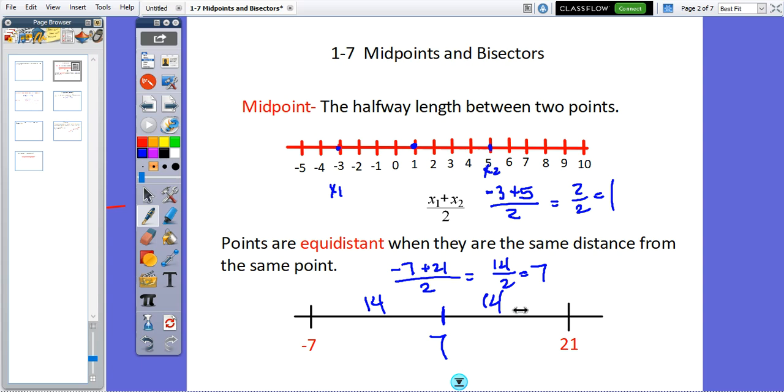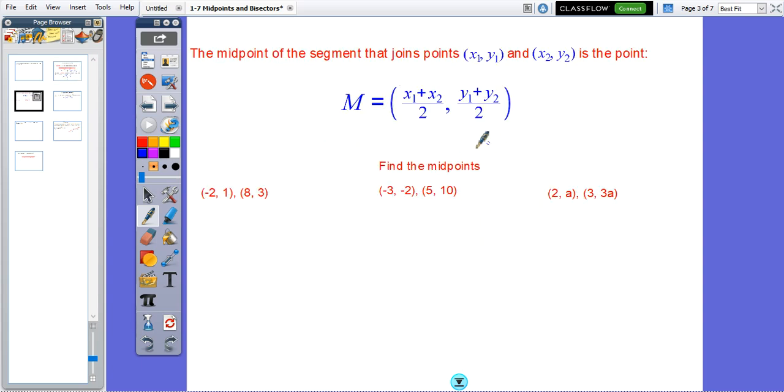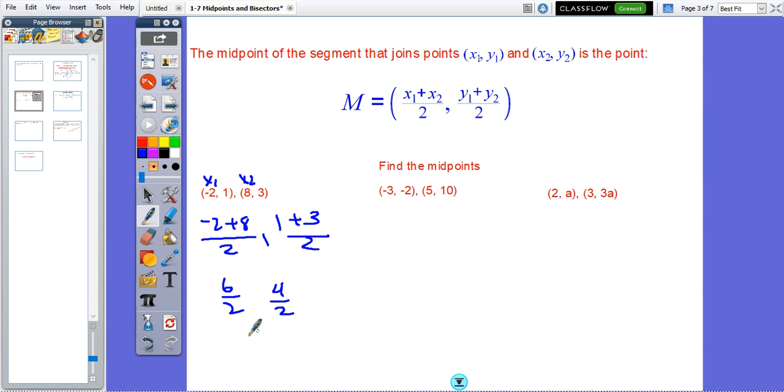So on a coordinate plane where we have x's and y's, we add our x's, x1 and x2, and divide by 2, and then add our y1 and y2 and divide by 2. So for example, right here, we would do -2 plus 8, because that's our x1 and our x2, divided by 2, and then we do our y1 plus y2 over 2, giving us 6 over 2 and 4 over 2, which ends up giving us 3 and 2 right there. As you do this one right here, you will do this on your own.